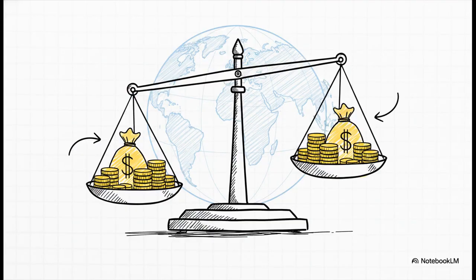Seriously, if you only remember one single thing for the exam, let it be the golden rule. For every debit, there must be an equal and opposite credit. It's basically Newton's third law, but applied to money. Without this fundamental rule, the entire global financial system would literally just collapse. Write it down, highlight it, circle it a million times.